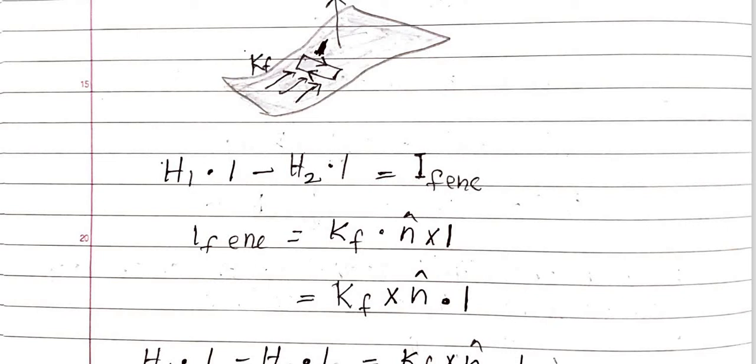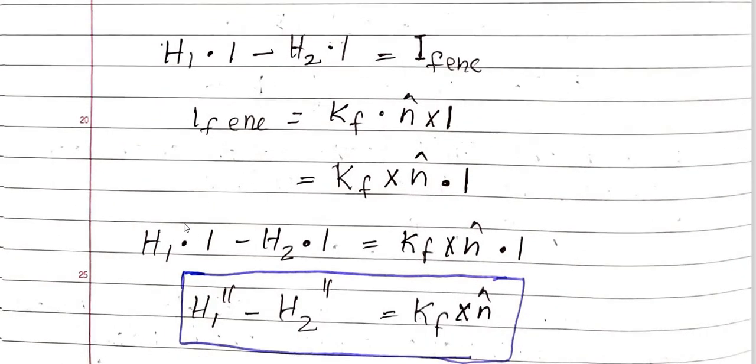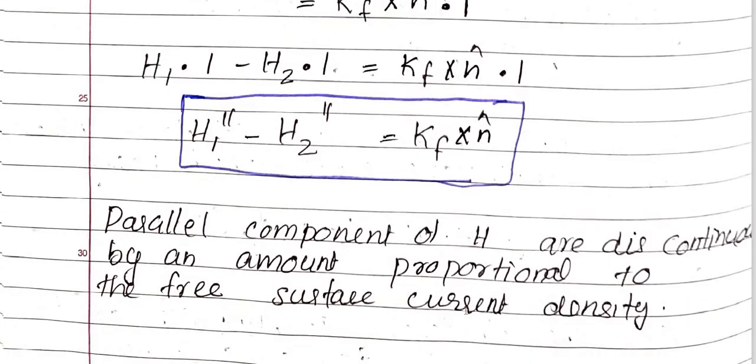So we can substitute H1 dot L minus H2 dot L is equal to Kf cross n dot L. So this L cancels. You will get the equation: the parallel component H1 parallel minus H2 parallel is equal to Kf cross n. So the parallel components of H are discontinuous by an amount proportional to the free surface current density, and its direction is Kf cross n.